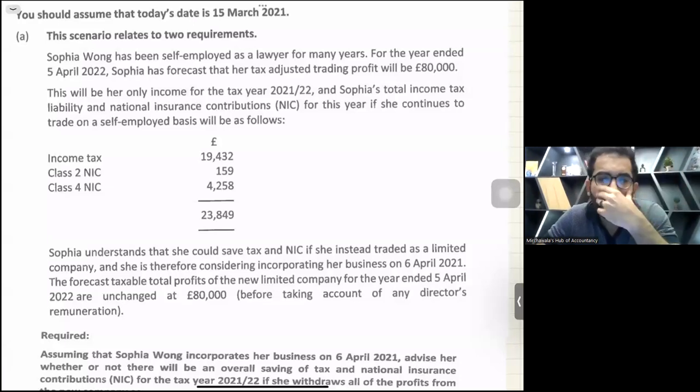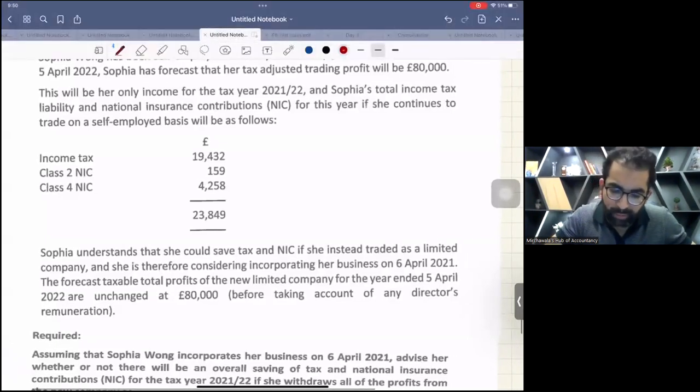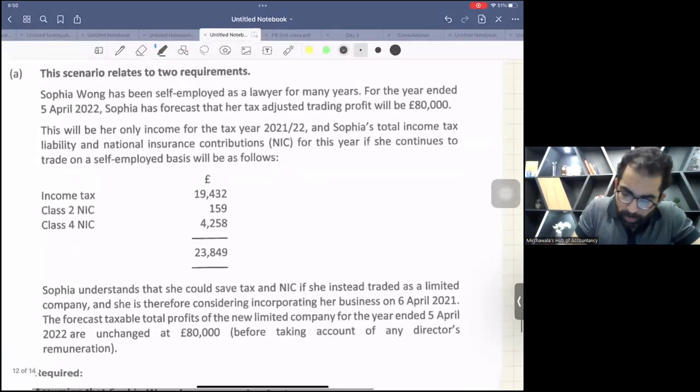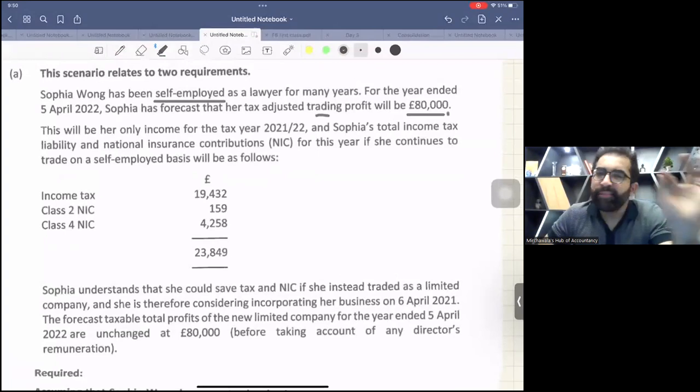Okay, this is the third question. Sophia Wong has been self-employed as a lawyer for many years. For the year ended 5th April 2022, Sophia has forecast her tax-adjusted trading profit. Right now, she is an individual sole trader, self-employed, okay? So trading profit is 80,000.